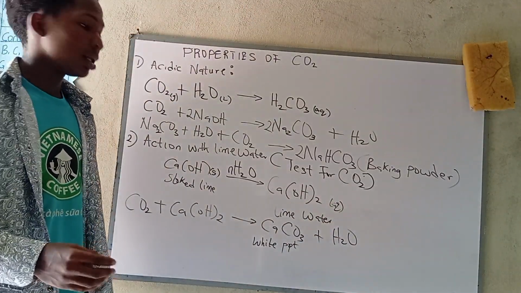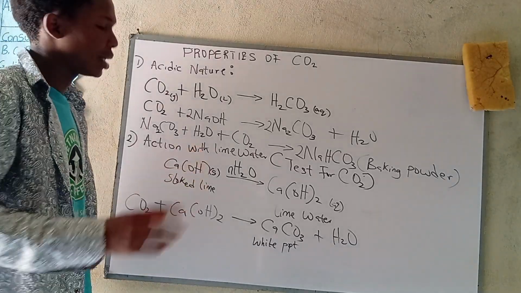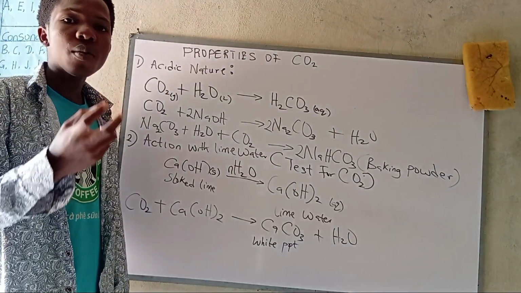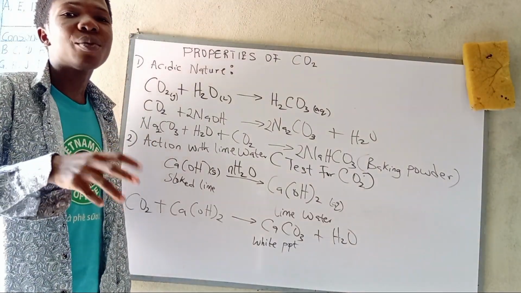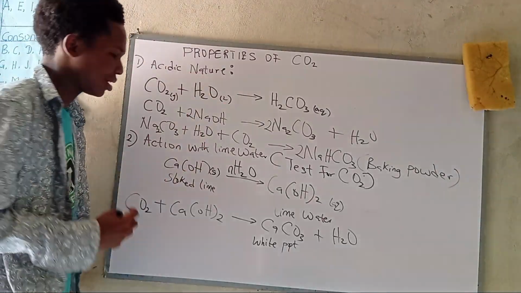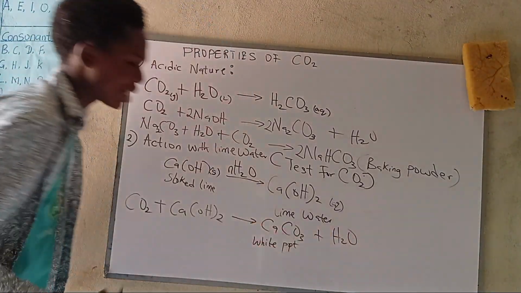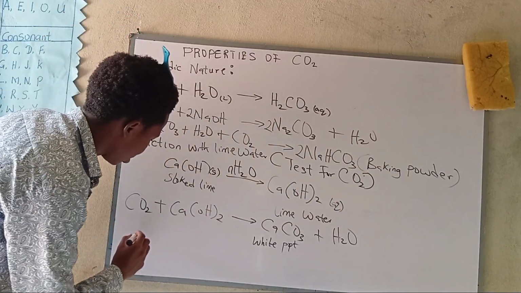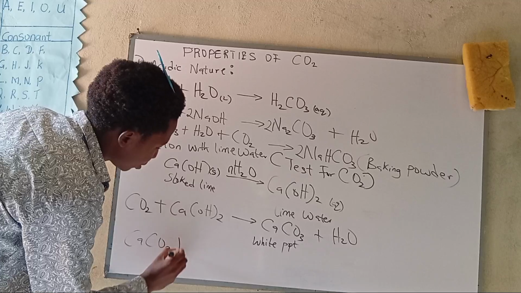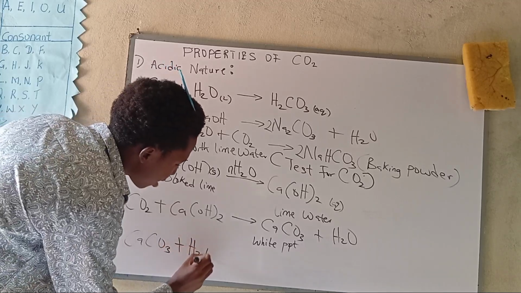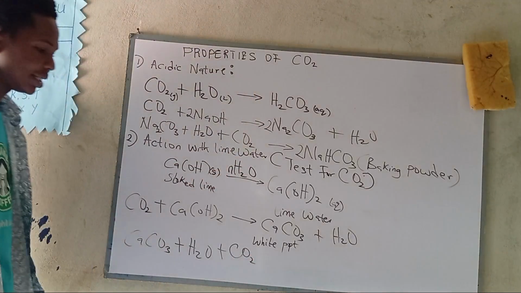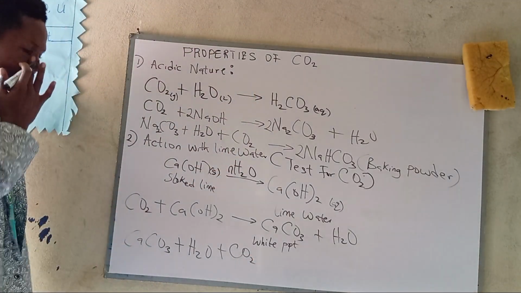Why? Now you will ask me why it disappeared. What happened? Calcium hydrogen trioxocarbonate was formed. Alright, so now let's write the formula. From the products that we have gotten, we rewrite it: calcium trioxocarbonate plus water molecule plus what? Excess CO2. This is now the fun fact about it.